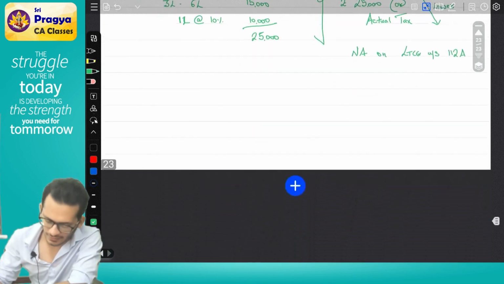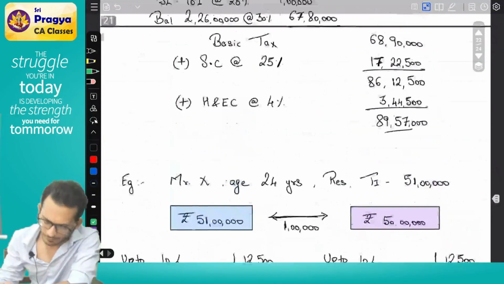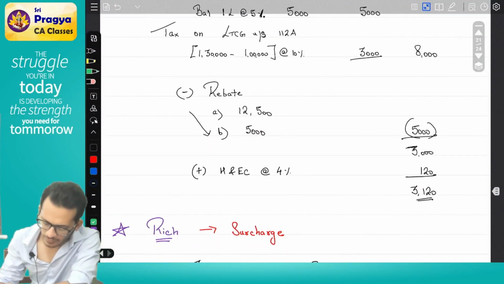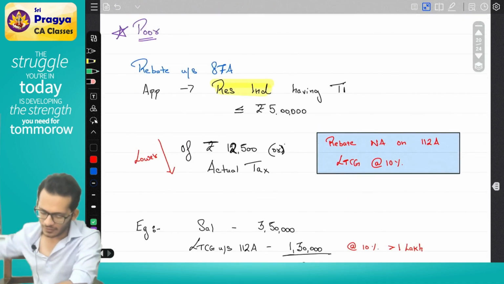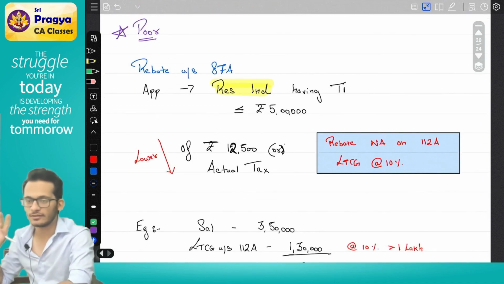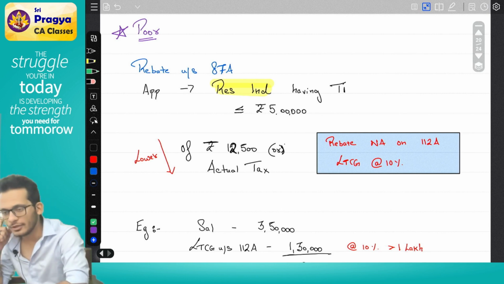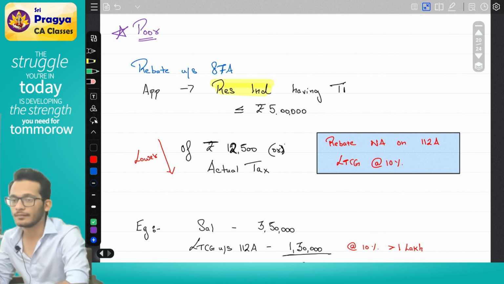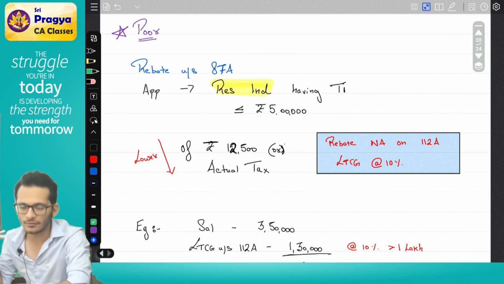There is one extra addition this year. If you notice, in the old regime, I came and told you that you will get a rebate of 12,500 or actual tax, whichever is lower, provided your income is 5 lakhs. Assuming your income is 5 lakh 10 rupees, are you eligible for rebate? No, you're not eligible for rebate.